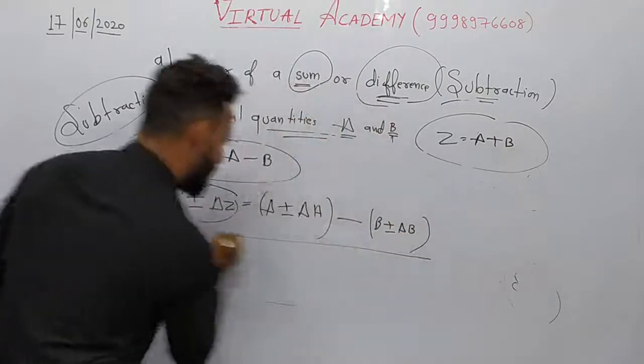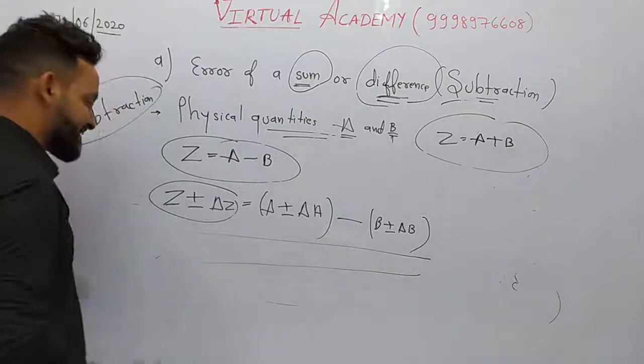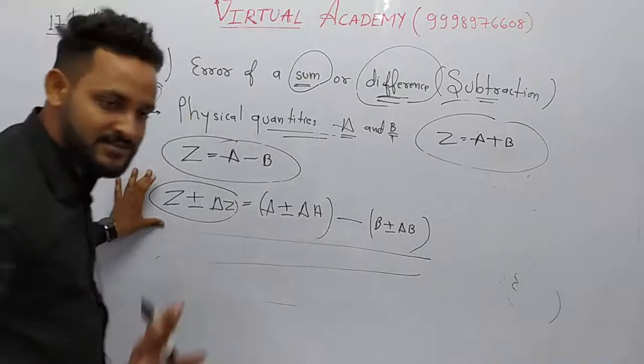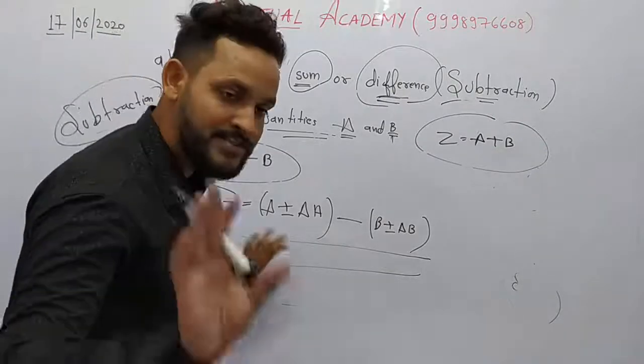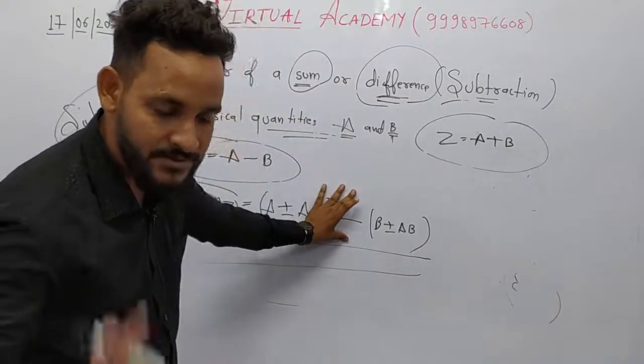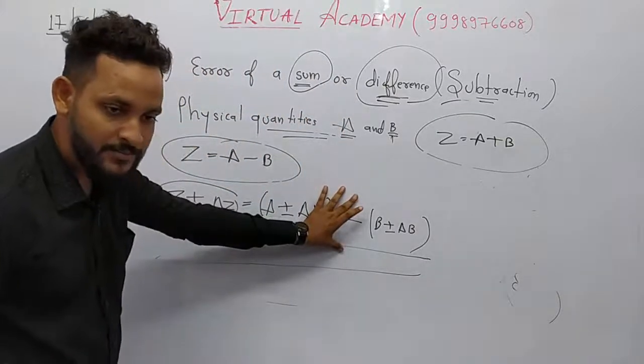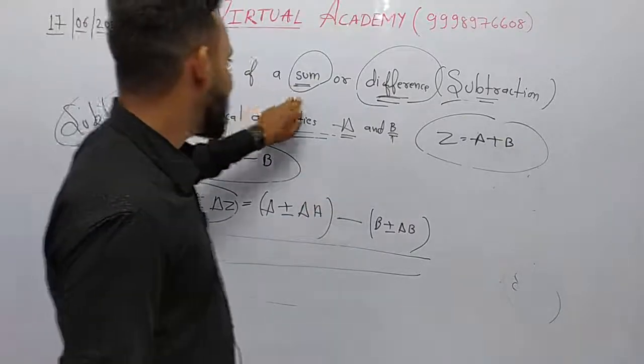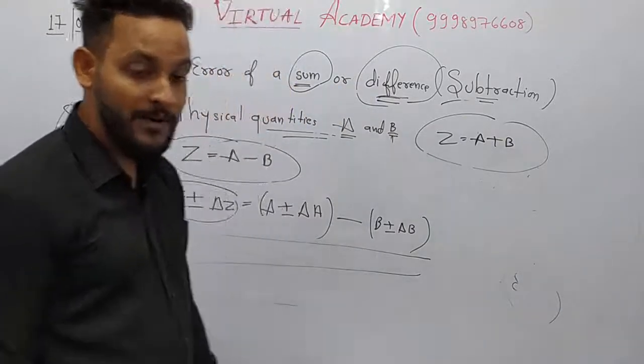So this equation is followed for what? Subtraction. This equation is the same as addition, but there is one basic difference: we have to put a negative or subtraction sign in it. Now after completing addition and subtraction, we have to go for what?